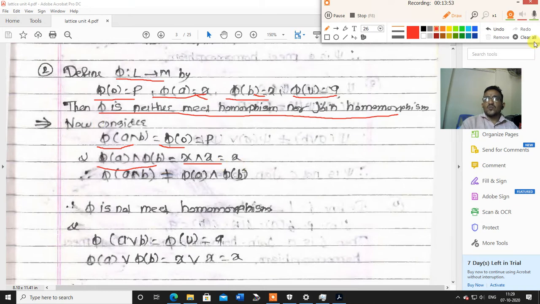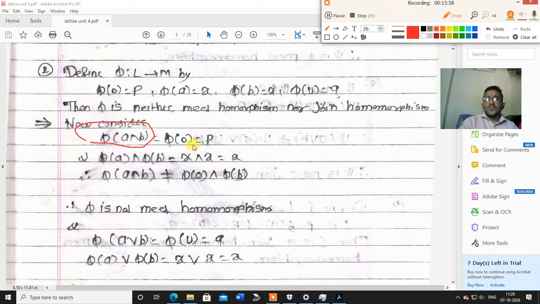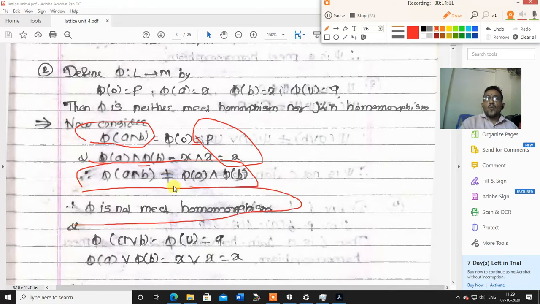Okay, और तब ये एक ऑब्जर्वेशन के, what is here phi of A mid B, एक क्या दिला है, P, and phi of A mid phi of B एक क्या दिला है, X. Therefore there are two different elements. You can say this is not equal. Okay, this is not equal. You can say phi is not a mid homomorphism. Okay, that's one. Now we can show it is not a join homomorphism.